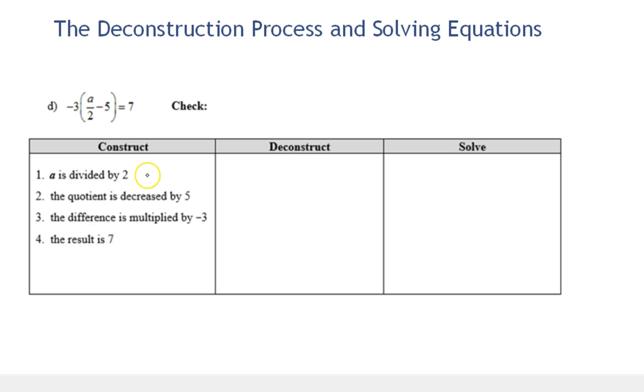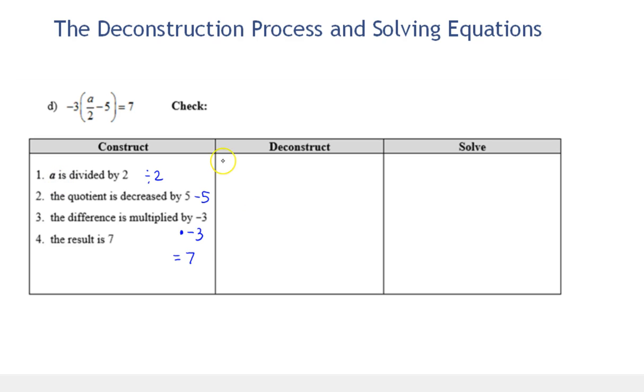So a is divided by 2. The quotient is decreased by 5. So I'm going to write minus 5. The difference is multiplied by negative 3. So I'm going to put times negative 3. And the result is 7. Okay. So now I'm going to reverse this process so we can solve for a.